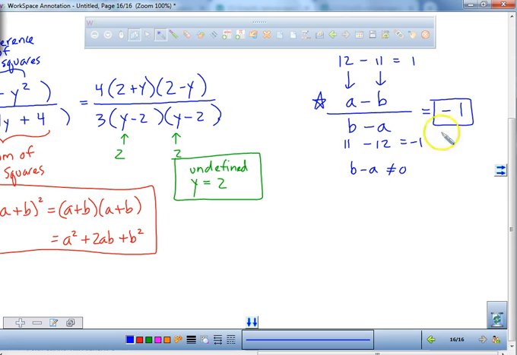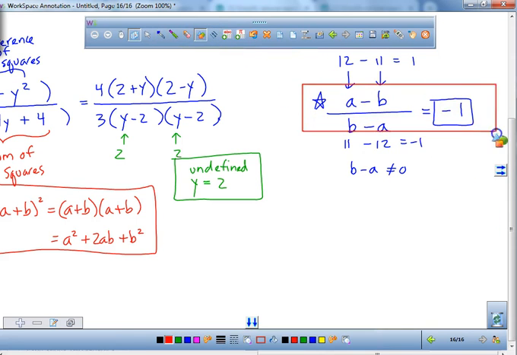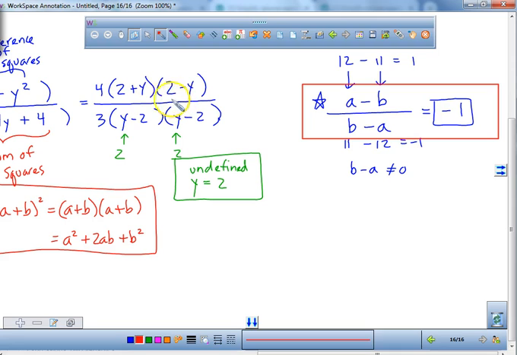So this is the rule that we're following. Whenever you see a minus b over b minus a, you can cancel it out, but you better cancel out to a -1. Let me explain to you why I'm doing that. Right here, check it out. 2 minus y can cancel out a y minus 2, but we're not going to cancel it to a 1, we're going to cancel it to a -1. Right there, -1.